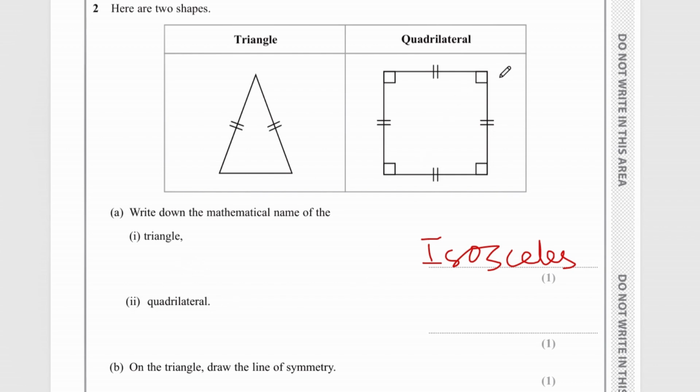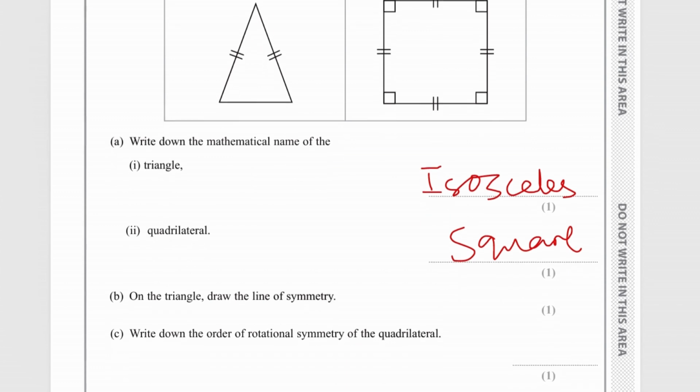Then write the name of the quadrilateral. This is obviously a square because all sides are equal. We move to the next one. Draw the line of symmetry on the triangle. A line of symmetry is a line that divides a shape into equal parts. Using a ruler, you can draw something like this. Sorry, mine is inaccurate. With a ruler, there's only one line of symmetry.